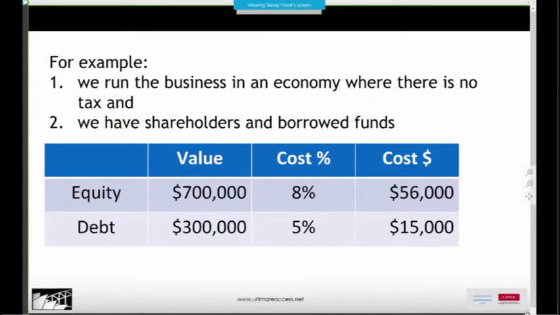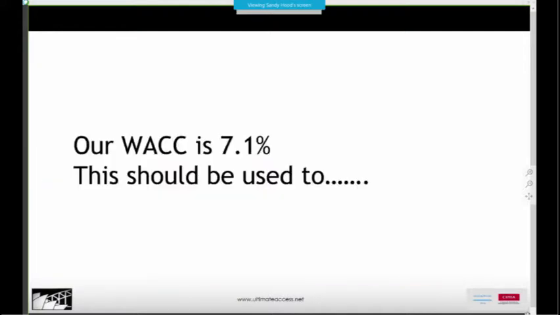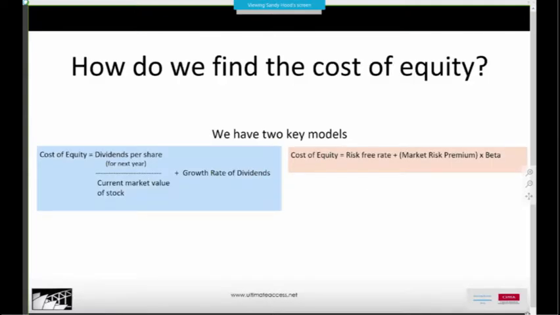So I've multiplied the two together, found out the two interests. The first one is the cost that it incurs, the second one is the debt interest that we incur, and then we combine the two and divide them by the total value of the capital employed. 71,000 divided by 1 million gives me a 7.1% weighted average cost of capital. And this should be used in order that we can then judge the viability of particular investment opportunities.